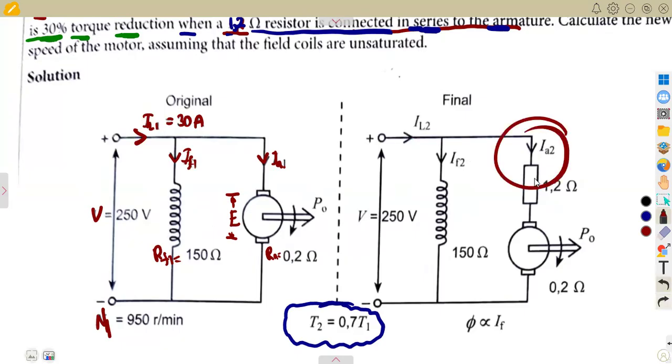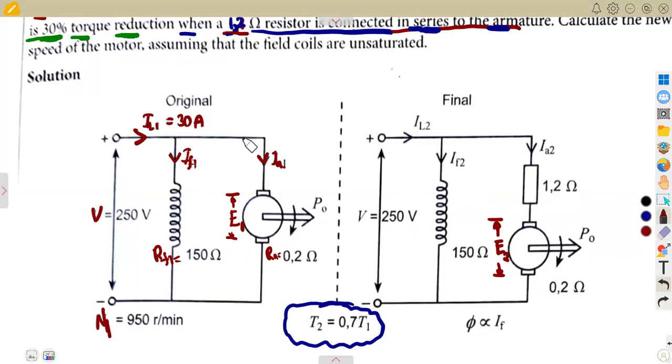The armature current is going to be affected, and so is the generated EMF on its own, because there we are going to have the first one, and here we're going to have the second one. Everything on this part, except for this voltage and your RF, will remain the same, and even your armature resistance, only that there is an additional one there. So you must be careful.